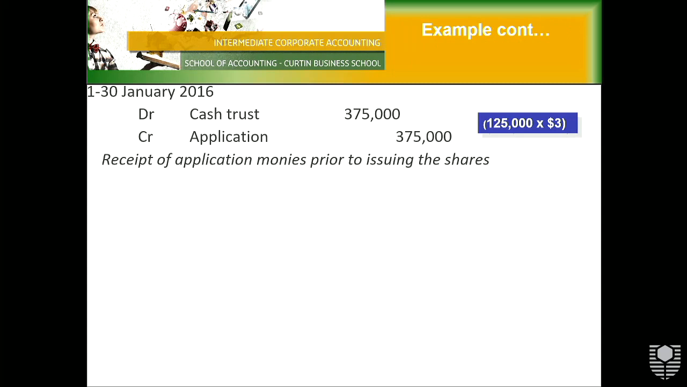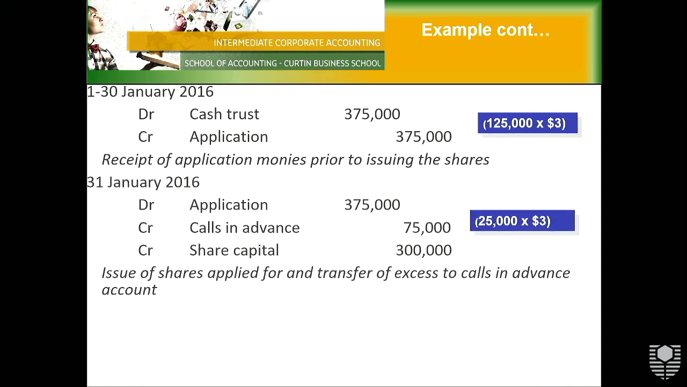All right, so that's pretty straightforward. We receive our money, so we've got 125,000 shares at $3. Cash trust goes up, application goes up, 375,000. Okay, we are going to recognise our share capital now of 300,000. We got 100,000 shares at $3. Right, 25,000 at $3 is oversubscribed, but we're keeping the money, it's going into our calls in advance account. So we have 75,000 there. Notice that our application account is debited by 375,000. That account now is zero.